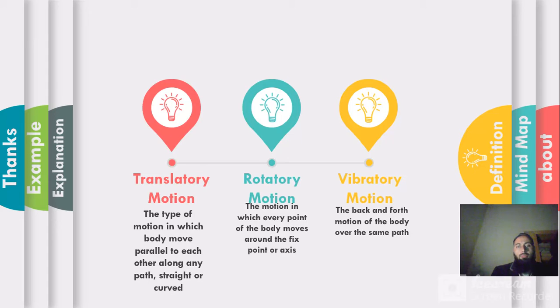Now, rotatory motion. The motion in which every part of the body moves around a fixed point or axis. It means the body moves around a fixed point or axis, and this is called rotatory motion. Vibratory motion. The back and forth motion of the body over the same path is called vibratory motion.